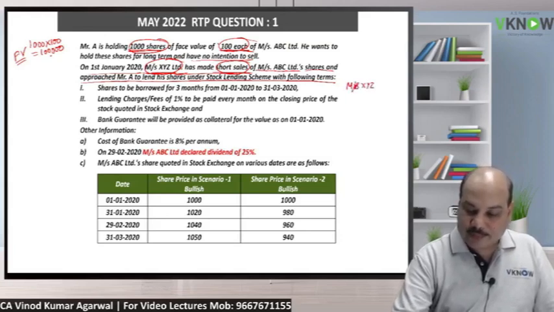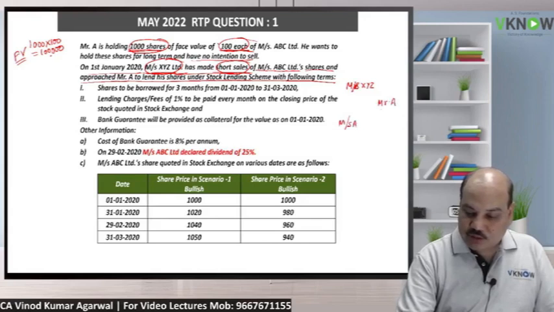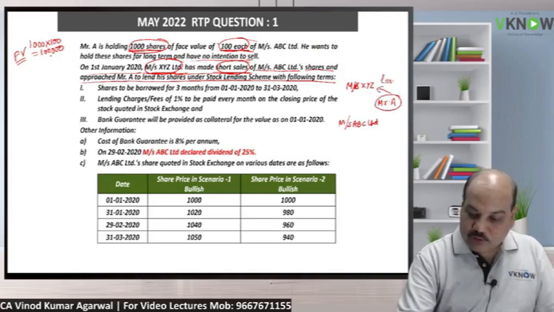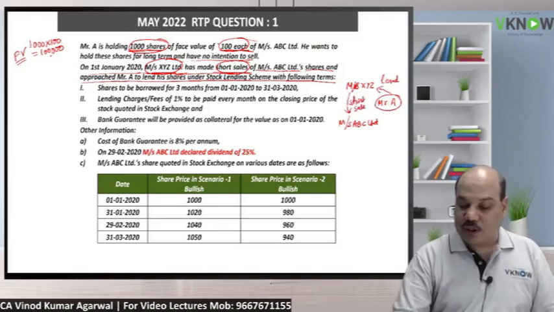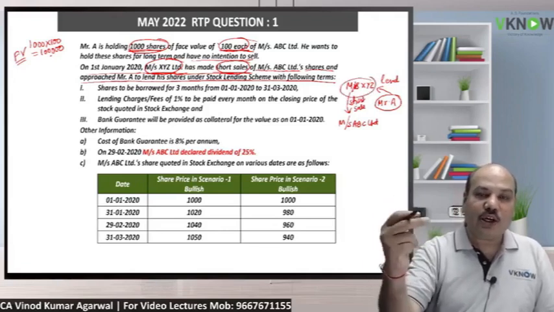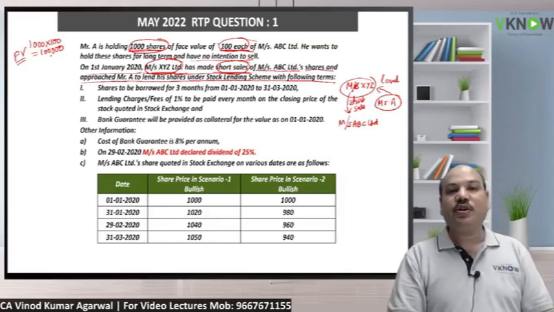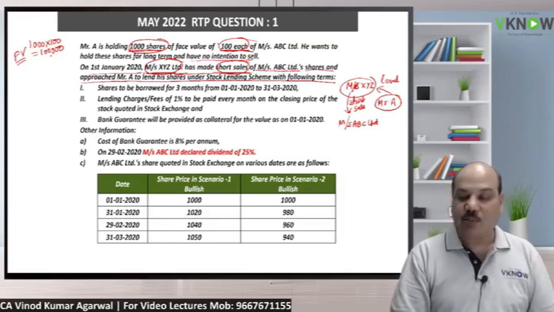XYZ. There is a party, Mr. A, and there is a company, Messrs. ABC Limited share. So Mr. A will lend the shares to Messrs. XYZ, and Messrs. XYZ will short sell the shares. The objective of Messrs. XYZ is, if the price falls, later on they can purchase and return the shares to Mr. A and make profit.